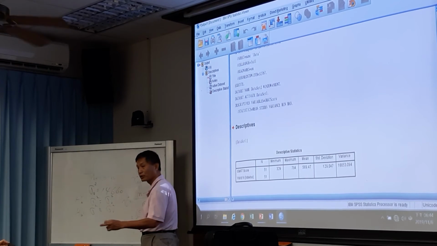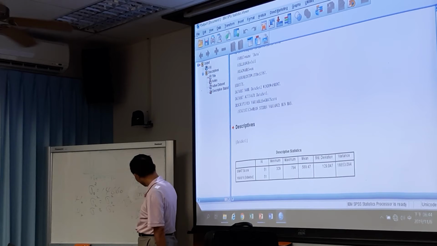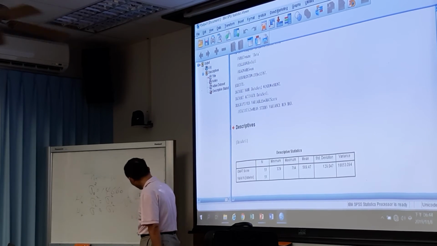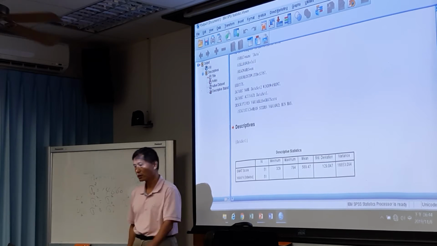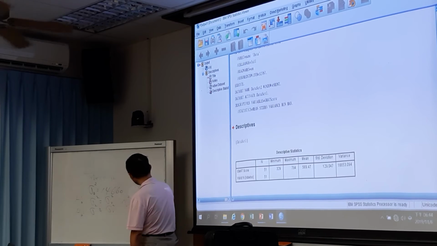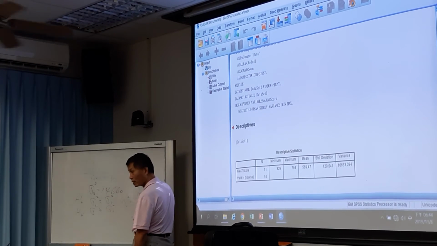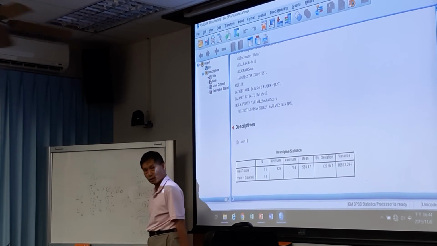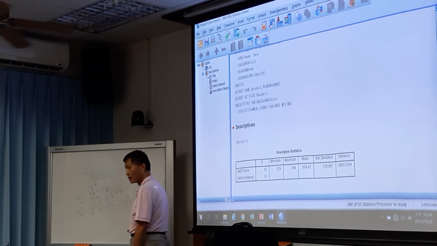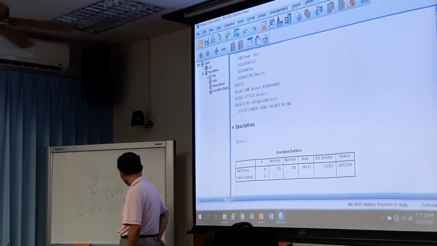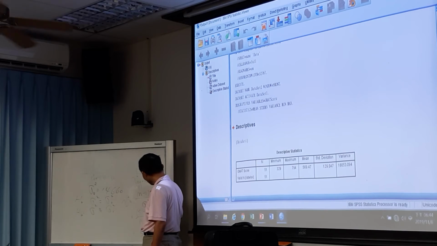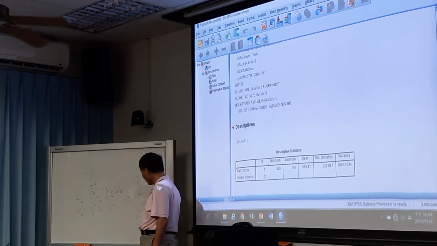In this case, how much did you get? 50 multiplied by this. How much? 1.16655 divided by 146.